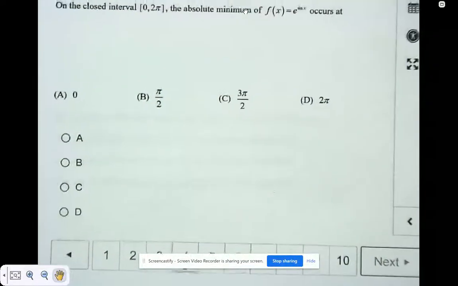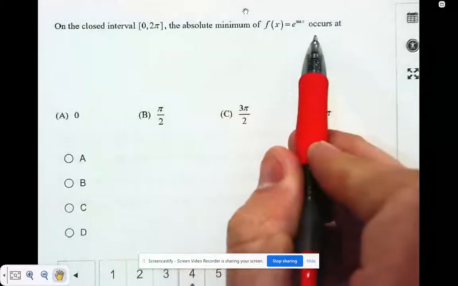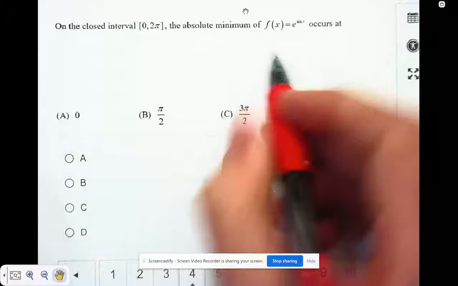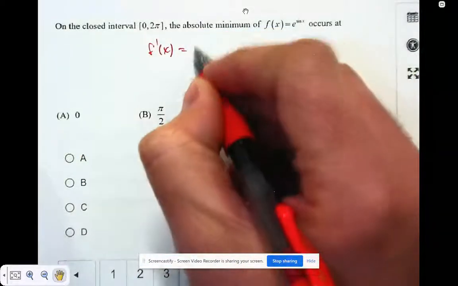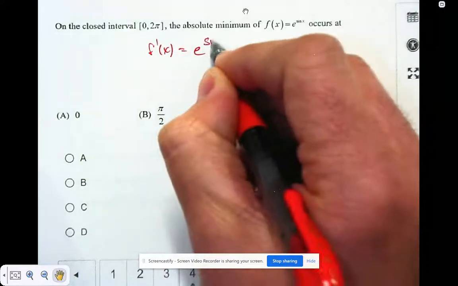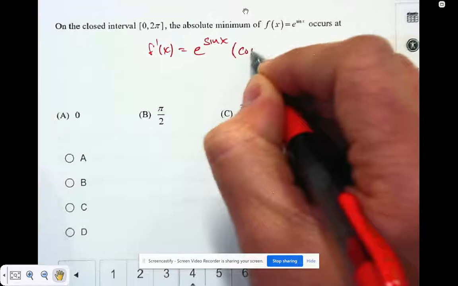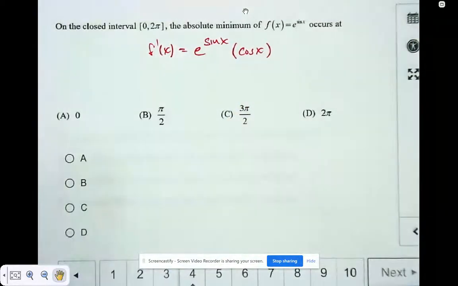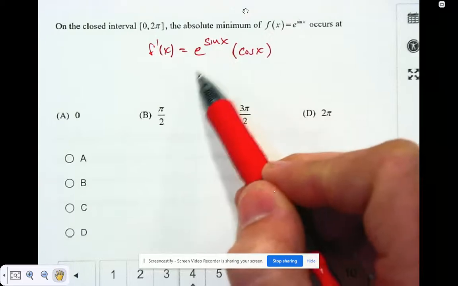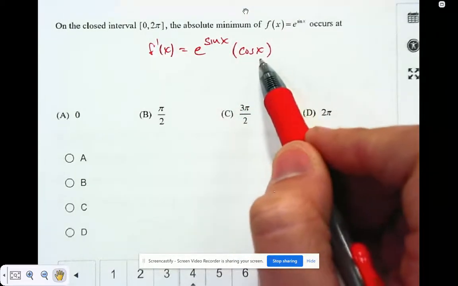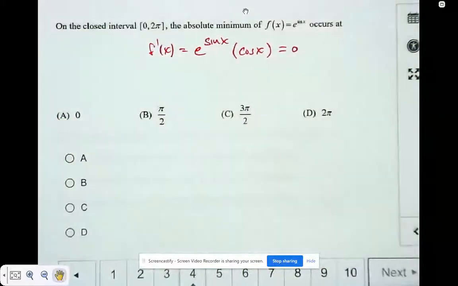Okay, number 4, on a closed interval 0 to 2 pi, the absolute maximum. First thing you do is you find your derivative, and the derivative of e to the sine x is e to the sine x. E to the stuff, d stuff, derivative of sine, which is cosine. Again, continuous function everywhere, no issues, right? So it's not going to be undefined. Same thing with cosine. So critical number wise, you just want to know where it's equal to 0.